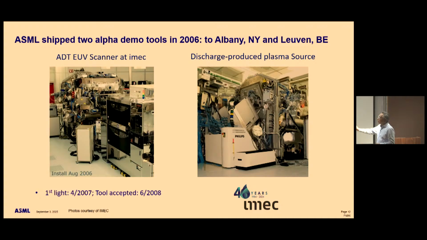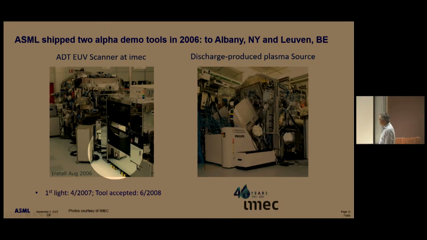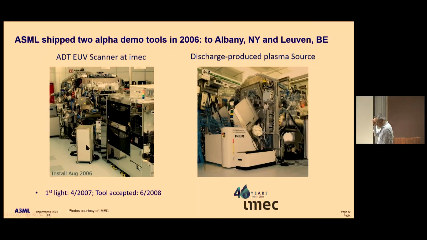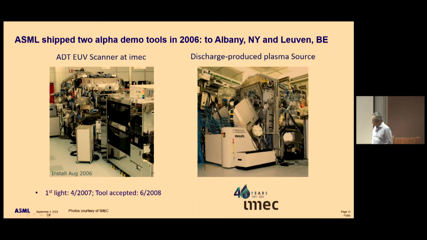In 2006, we shipped the first 2 EUV machines. These are called ADT, Alpha Demo Tools. One went to Albany, right? The other one went to our partner, imec. And this picture was taken April of 2007. The tool was accepted a year later. Of course, it took a long time to have this tool installed and debugged. And it used a discharge-produced plasma source, which we no longer use nowadays. So these were the first 2 tools. The pictures are from the second tool, okay, at imec. I don't have a picture of the Albany tool.